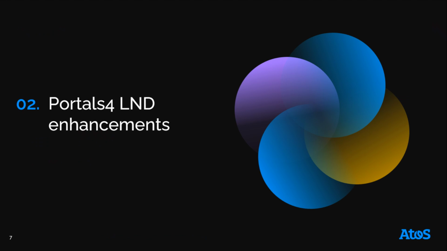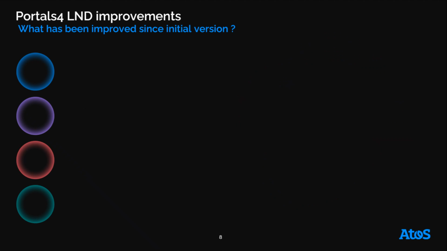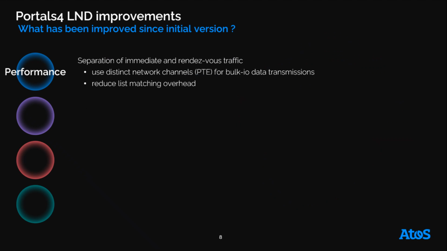What has been improved in Portals 4 LND during these last 3 years? The first improvement deals with performance. We updated the LND to use distinct network channels for bulk I/O data transmissions. This allowed us to reduce list matching overhead and to spread receptions on several list match engines.